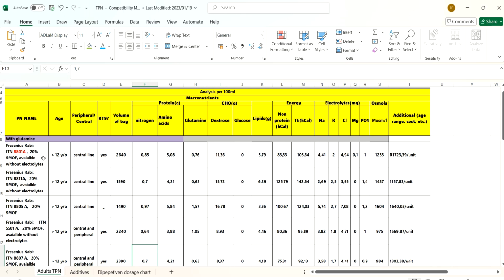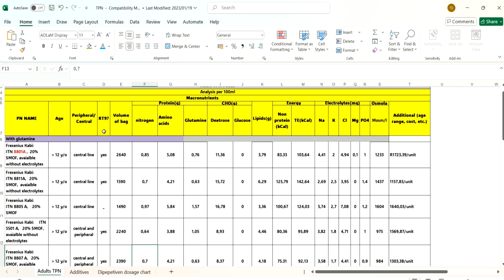And then it's also good to indicate whether it contains SMOF lipids or not. SMOF stands for soybean, MCT oils, olive oil, and fish oil. It's basically a lipid emulsion, a synergy of the different lipid sources. And then I've indicated the age for use, for example, older than 12 years old. It is important to indicate whether it's a peripheral or central line, depending on whether your patient has a central or peripheral line, and then you would choose your bag accordingly.